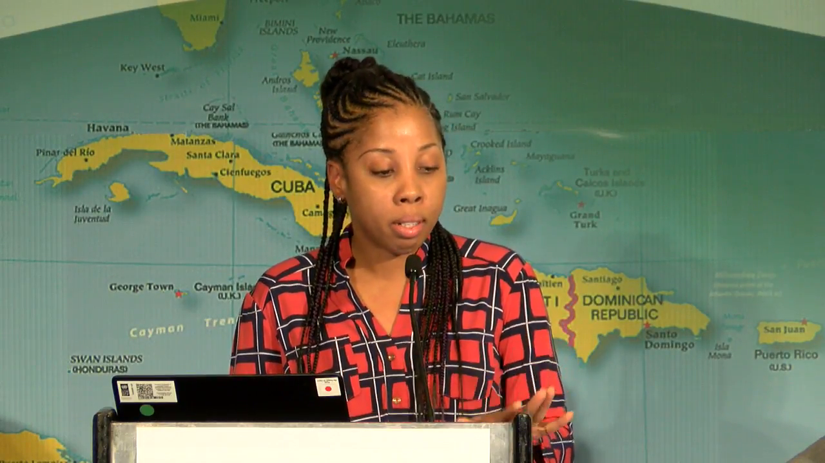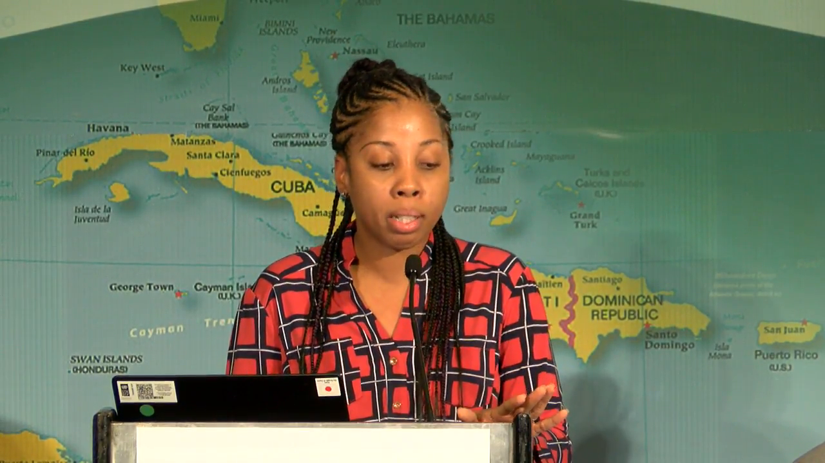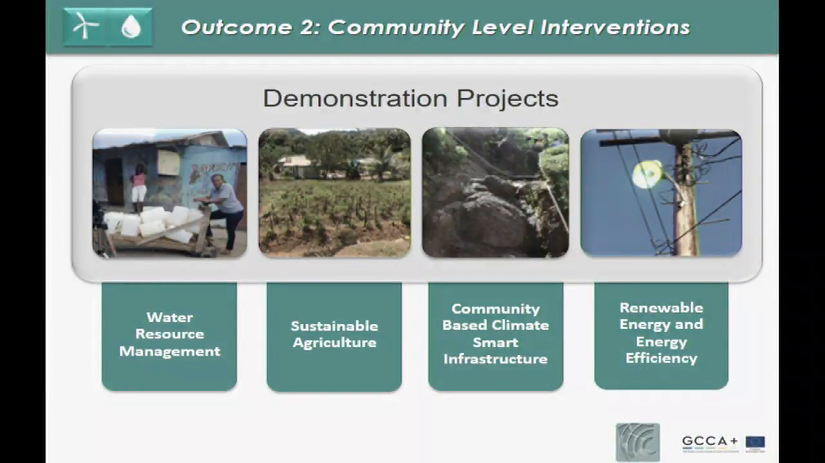For sustainable agriculture, this is a small farmer in St. Vincent, and we're helping to rebuild his irrigation system, make it more efficient, and include things like solar PV pumping systems. He will also be a lead farmer and open up his land to other farmers to learn the different techniques he's implementing, and this is being supported by IICA.